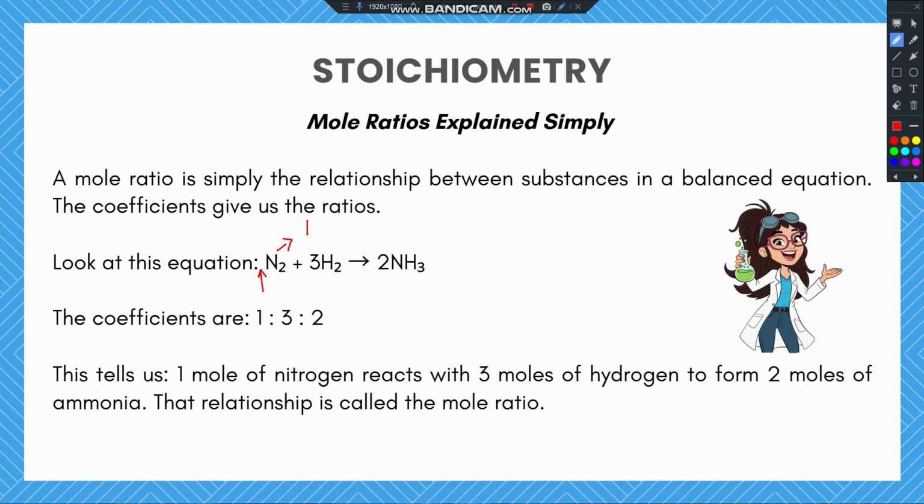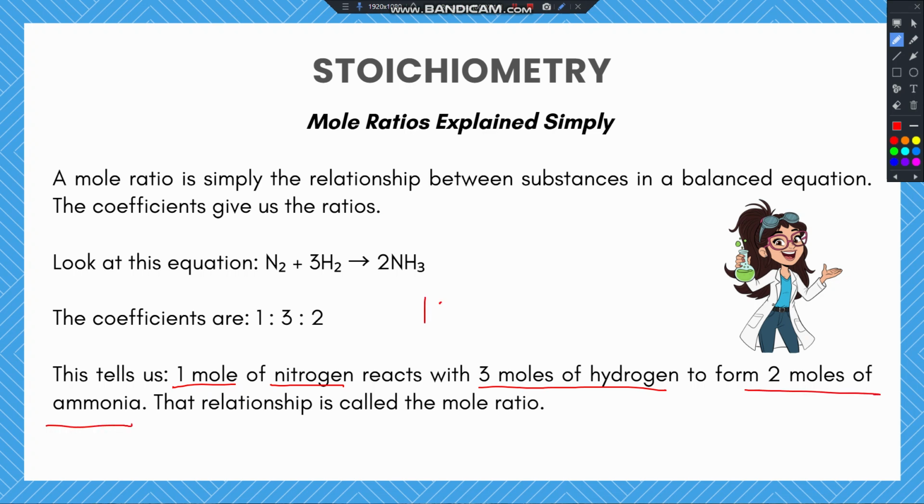How about for hydrogen? You can see a number 3 standing in front of hydrogen. So let's put that down. And then we have ammonia, a number 2 standing in front of it. So if we're to get the mole ratio, it now becomes 1:3:2. This is the mole ratio for this chemical reaction. It was gotten using the coefficients in the reaction. So the mole ratio simply tells us that 1 mole of nitrogen reacts with 3 moles of hydrogen to form 2 moles of ammonia. This is where the mole ratio comes in.